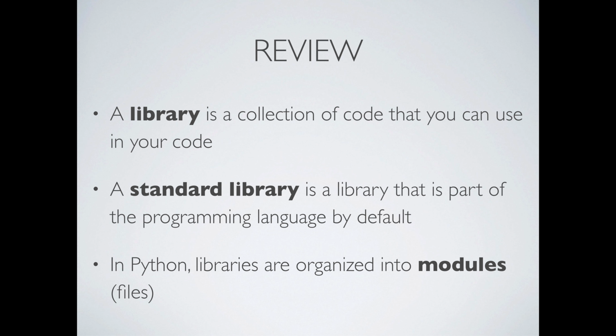Alright, so quick review. A couple weeks ago now we talked about libraries. So again, a library is a collection of code that you can use in your own code. It's code that's already been written and is available. A standard library is a library that is part of the programming language by default. We've already talked about 2 modules or 2 files in the Python standard library. We've talked about math and we've talked about turtle.